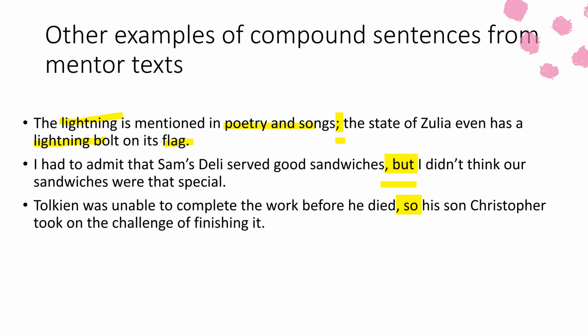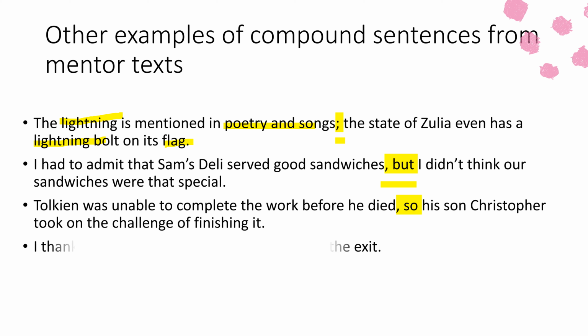Tolkien was unable to complete the work before he died, comma, so his son Christopher took on the challenge of finishing it. This is also from a mentor text from a reading passage where the author used so because so is an as-a-result kind of word. And so because he wasn't able to complete the work before he died, his son Christopher took on the challenge of finishing it.